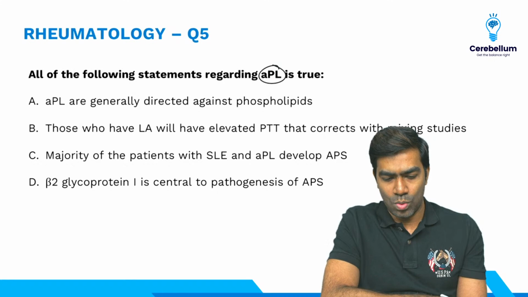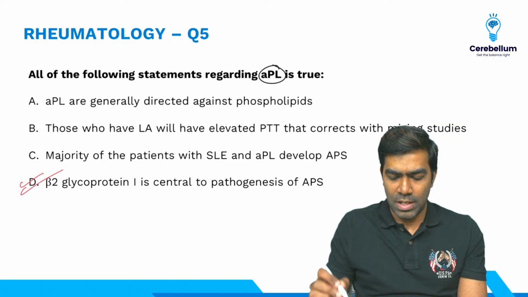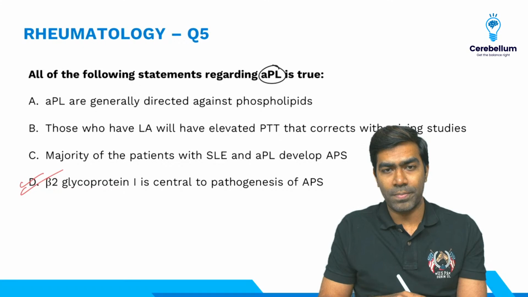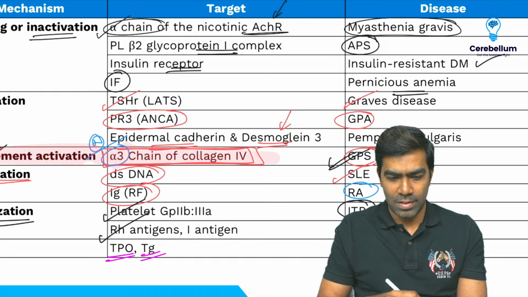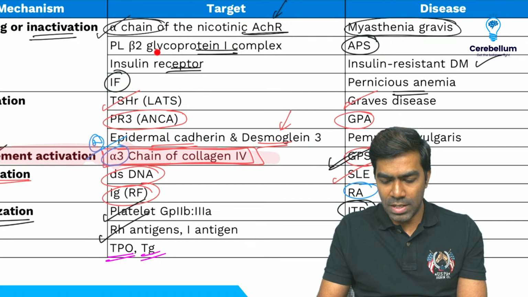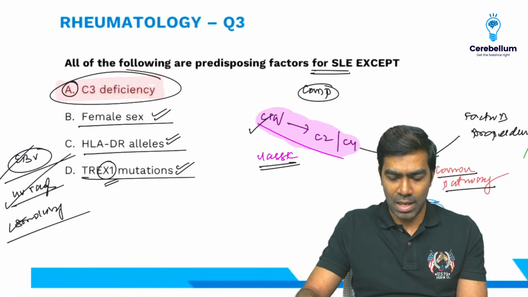So, which of the following statements is true? Many people are answering A, B. Okay, whatever. The right answer for this question is actually option D. Beta 2 glycoprotein 1 is central to the pathogenesis of antiphospholipid syndrome. Look at this table. I told you clearly, right? If you have listened to this table carefully, you will be able to easily answer this. I told you in the table itself that the beta 2 glycoprotein 1 complex and antibodies against it are crucial for the development of antiphospholipid syndrome. In fact, this molecule is central to the development of antiphospholipid syndrome. We call it APS. So the right answer for this question is going to be option D.